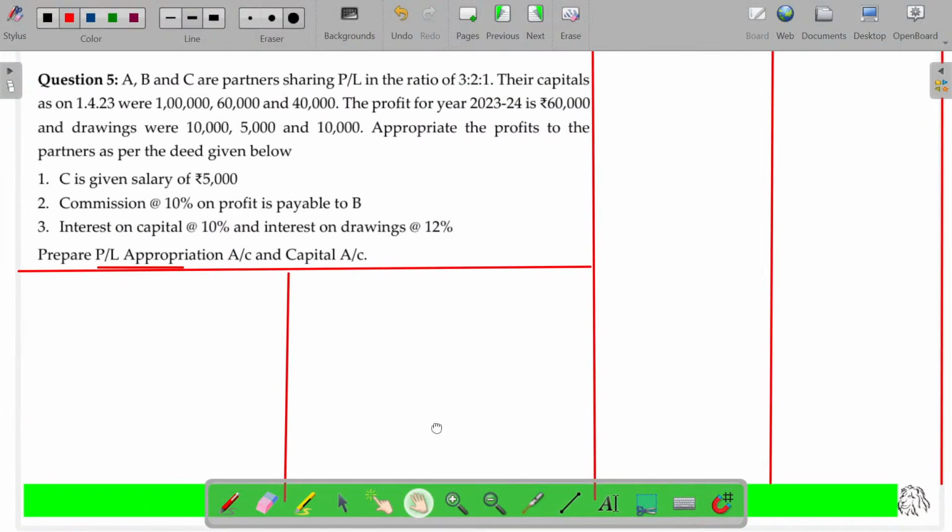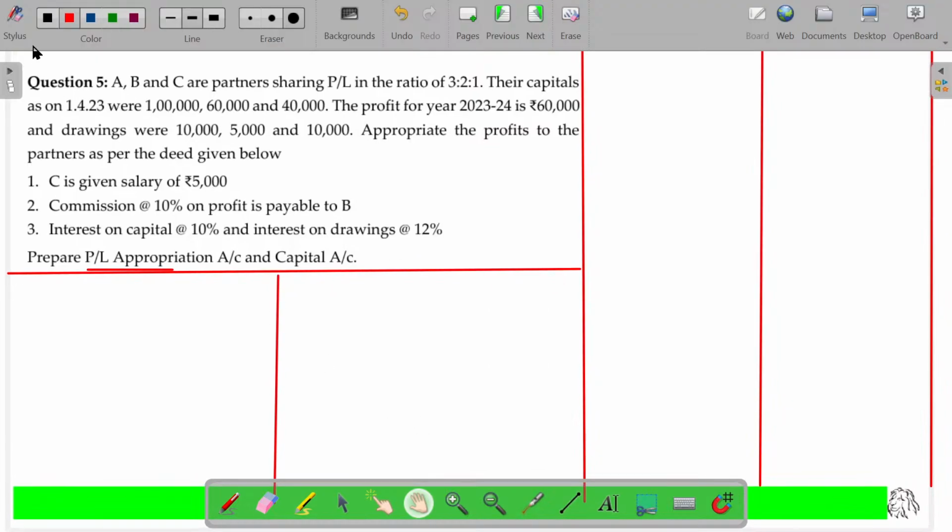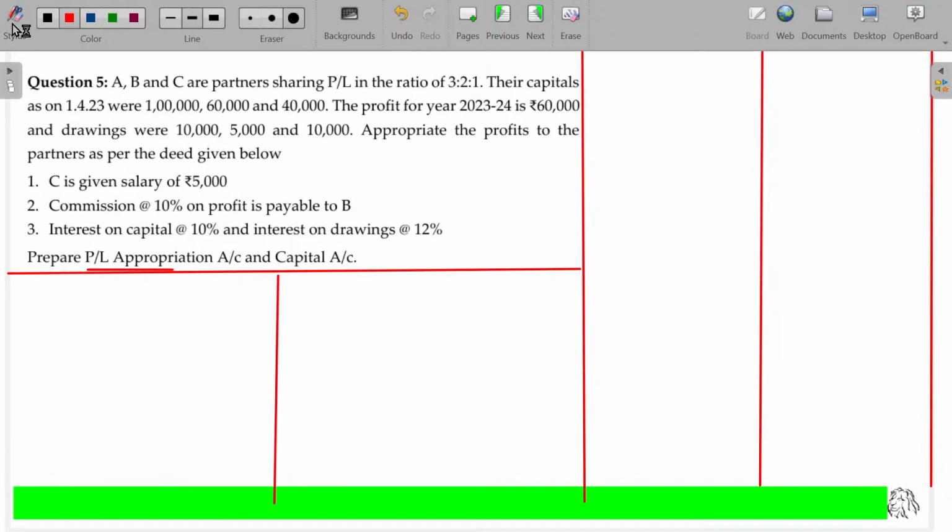So let me try it faster. I asked you to try it yourself. Let's cross verify this. A, B, and C are partners. So we have been given three partners: A, B, C, capital account. Their P&L ratio being 3:2:1.